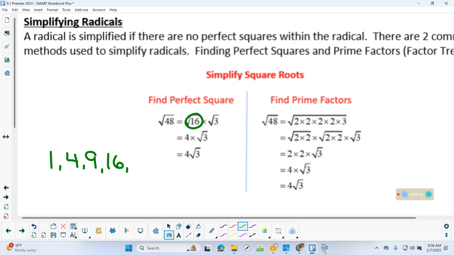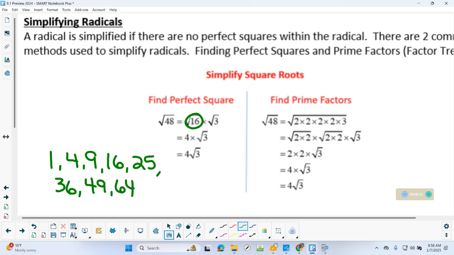I can do this all day. 5 square, 6 square, 7 square, 8 square. Okay, we're probably getting carried away. But again, you can make that list forever. So you're looking for that biggest perfect square that goes into the number. That's usually how I do it, and that's the first 3 I'm going to do.